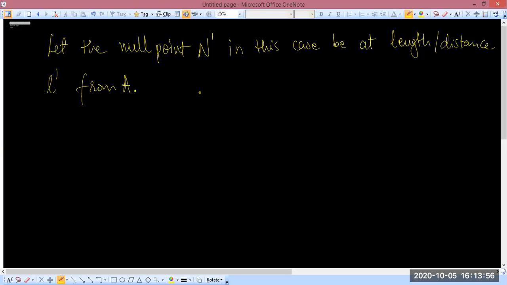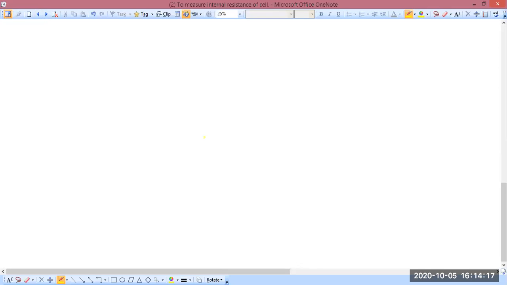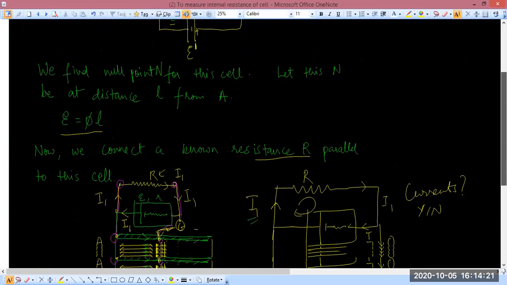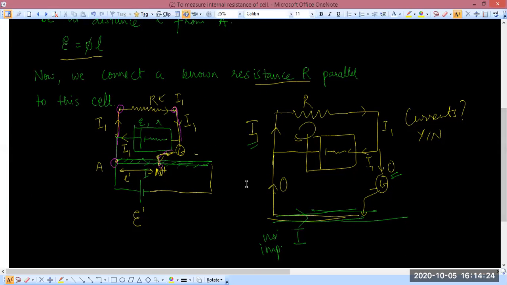Now I just want a little bit of prediction from your side. What do you think? Which is bigger? Simple prediction from your side. Come on, let's see how much your intuition has developed. Which is bigger, L or L dash? And for that you could take help of this diagram. What do you think is bigger?